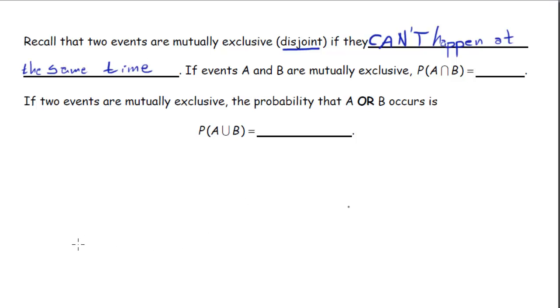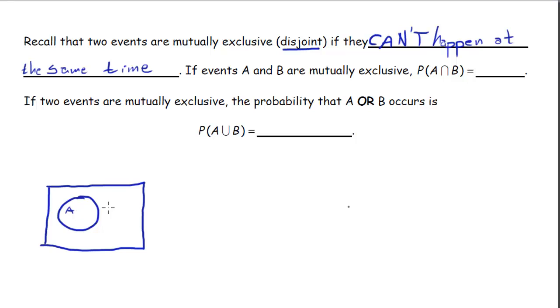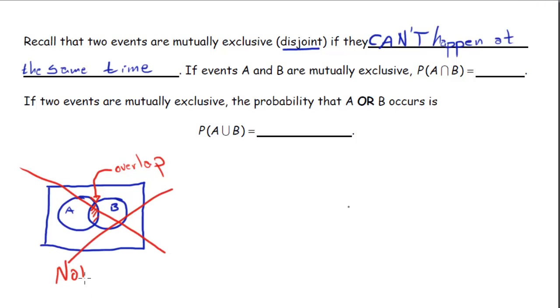Okay, so let's see if we drew a diagram right here, and this is event A, we'll call it, and this is event B. All right, so you see right here, these two guys overlap. All right, so this would not be mutually exclusive.